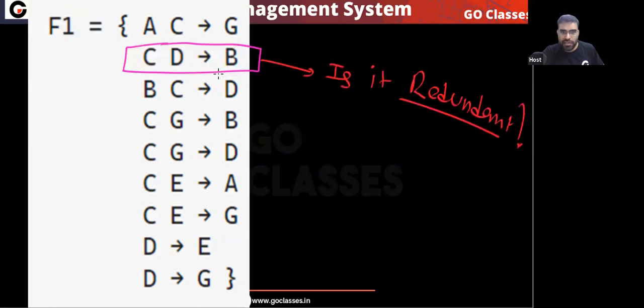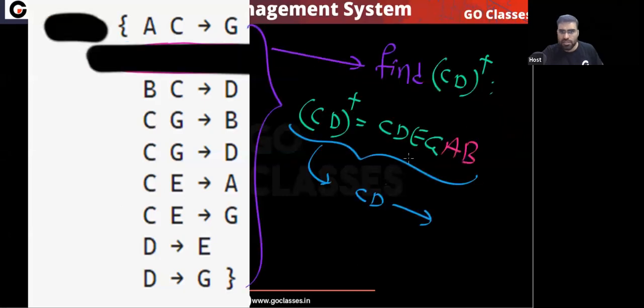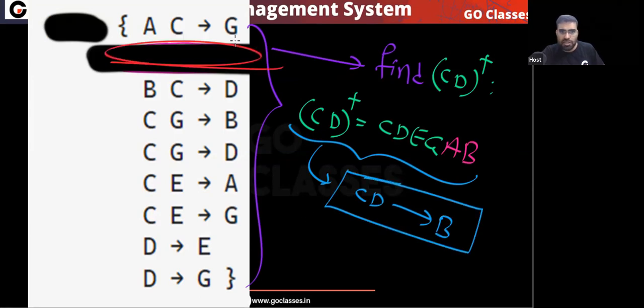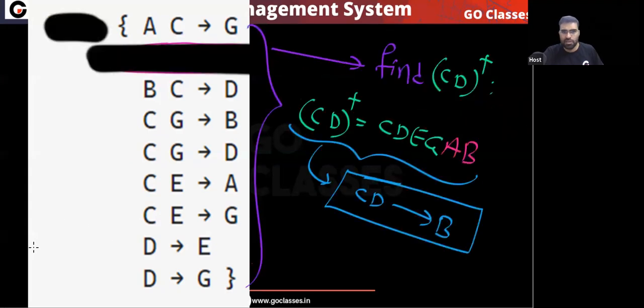CD already determines B, without this. Agree with me? If you remove this, you can still see CD determines B. So remember, CD determines B without this FD. Yes or no? So what can I say?